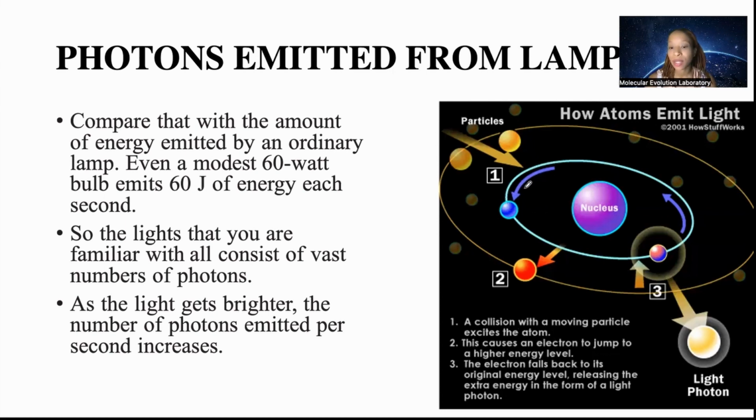This is basically the lowest energy level, closer to the nucleus. So this would be the first energy level. With excitation of the atom, the electron tends to move from the first energy level to the second or the third energy level. Then the electron falls back to its original energy level, releasing the extra energy in the form of a photon. And this is basically the light photon that would be emitted from the atom.